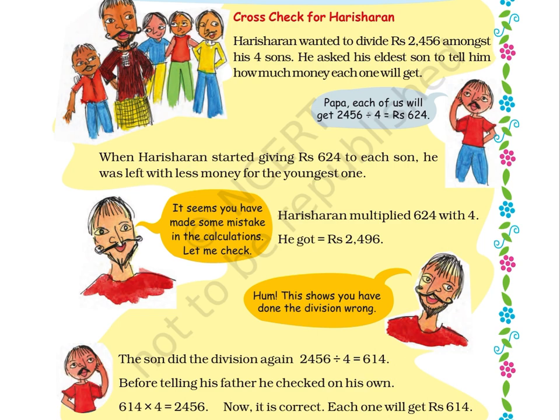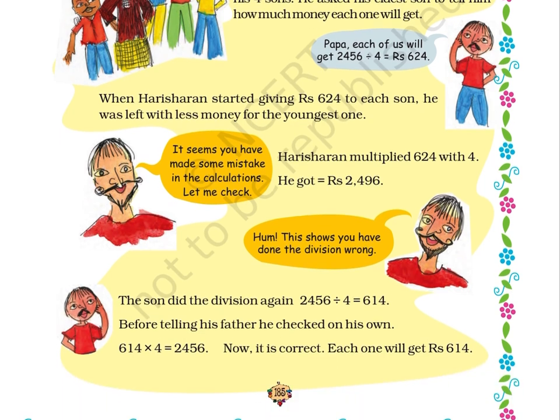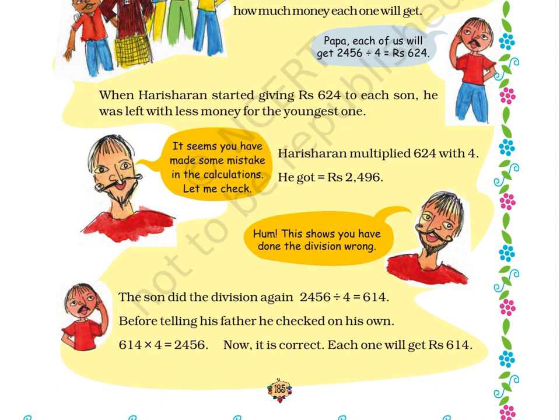He got rupees 2,496. This shows you have done the division wrong. The son did the division again. 2,456 divided by 4 is equal to 614. Before telling his father, he checked on his own. 614 multiplied by 4 is equal to 2,456. Now it is correct. Each one will get rupees 614.